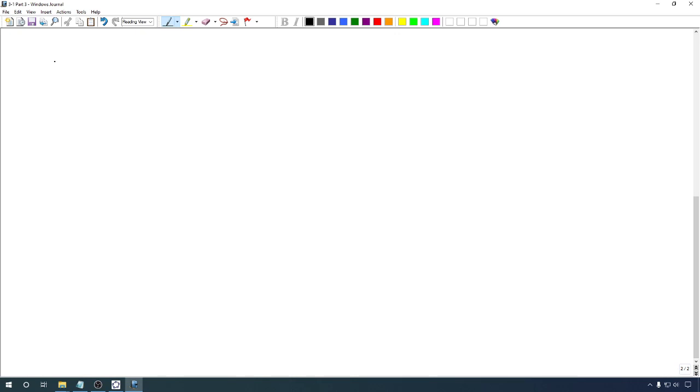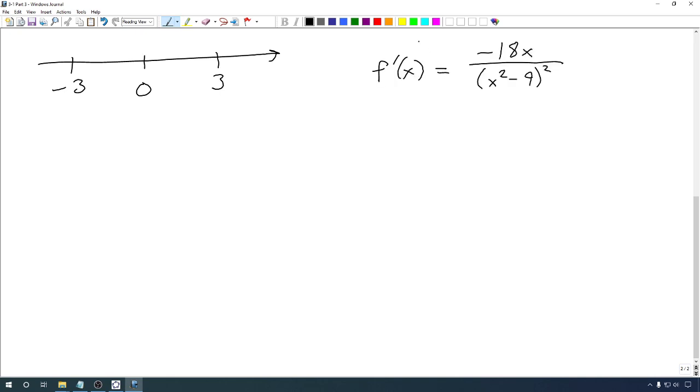So if we make a number line, we're going to include negative 3 and 3, and we're also going to include 0. Those are all important points. Of course, we still have our formula for the derivative, and we're going to take test points in all four of these intervals, from negative infinity to negative 3, from negative 3 to 0, from 0 to 3, and from 3 to infinity.